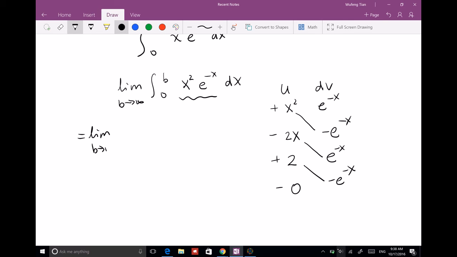Okay, just keep that. You don't have to worry about the limit right now. Yeah, so negative x squared e to the negative x, minus 2x e to the negative x, minus 2 e to the negative x. Very good, perfect. So what's next?